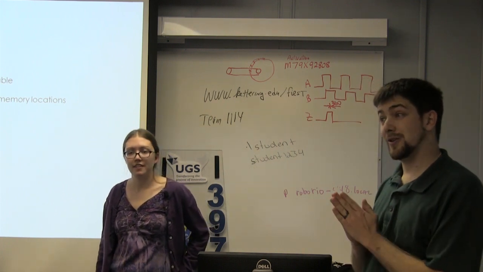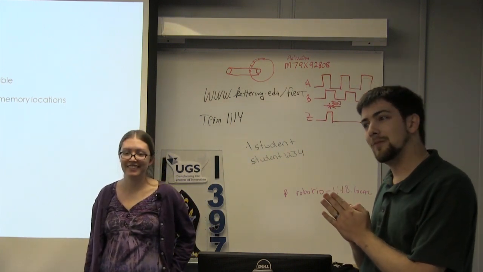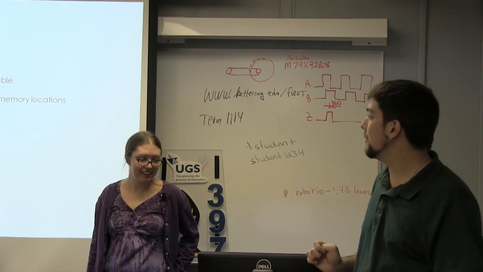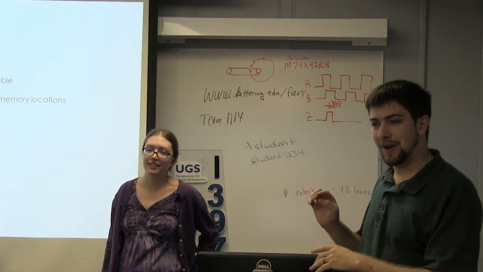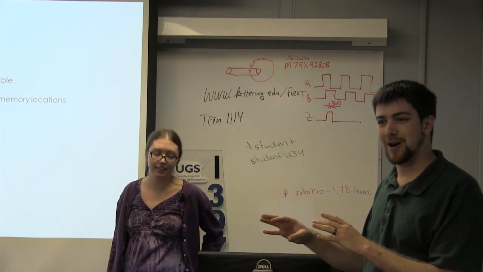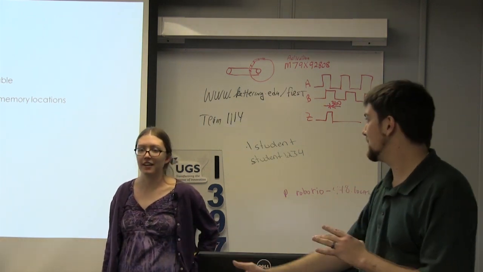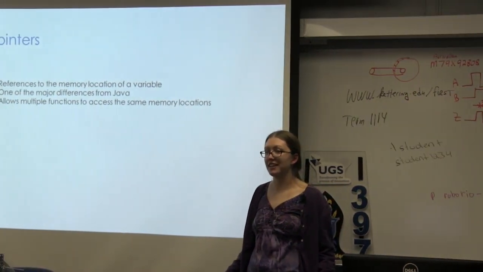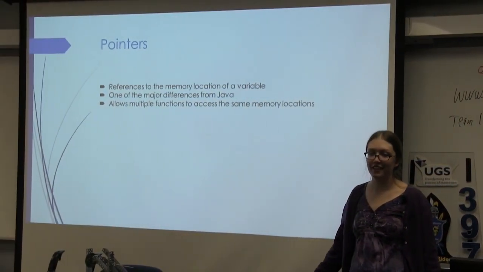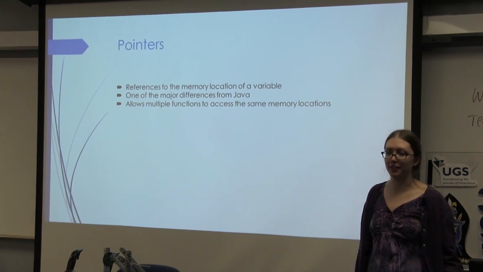So pointers are a reference to a location in memory. So it's basically a variable that tells you where another variable is located. C++ is the only language you have to worry about pointers in, at least for FRC. Java does all that for you.